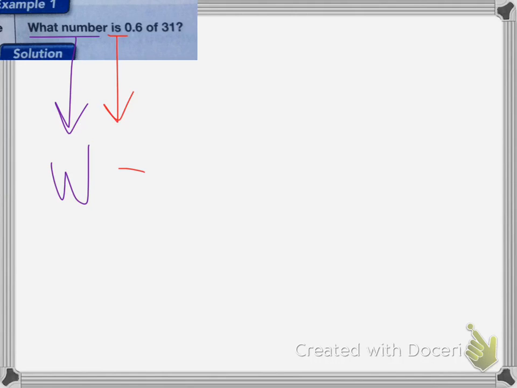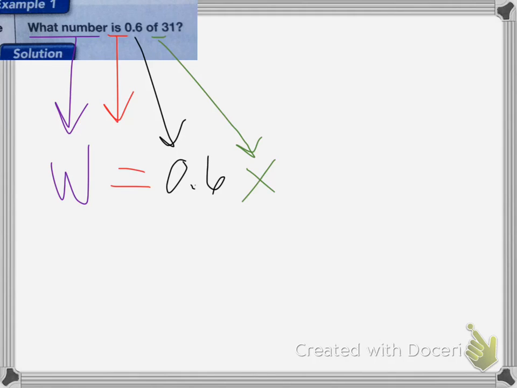my equal sign. So what number is equal to 0.6, which stays the same. And then of, the word of means multiply. So I'm going to put a multiplication symbol in there. And then, of course, the 31 stays the same. So I end up with 0.6 times 31.